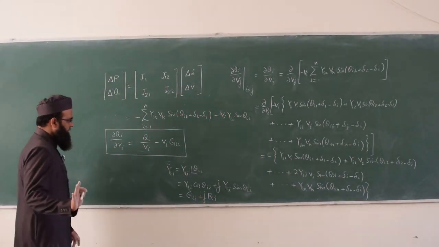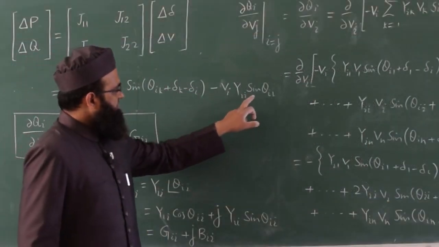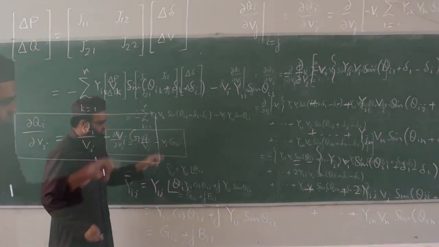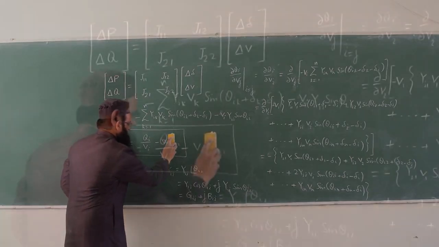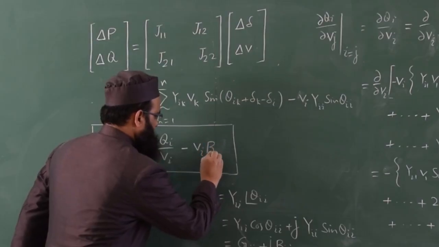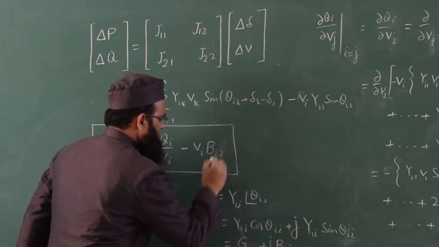Oh, one more thing, Yii sin theta ii here, Yii sin theta ii is Bii. So, modify it as Bii. By mistake we wrote Gii, this will be equal to Bii.